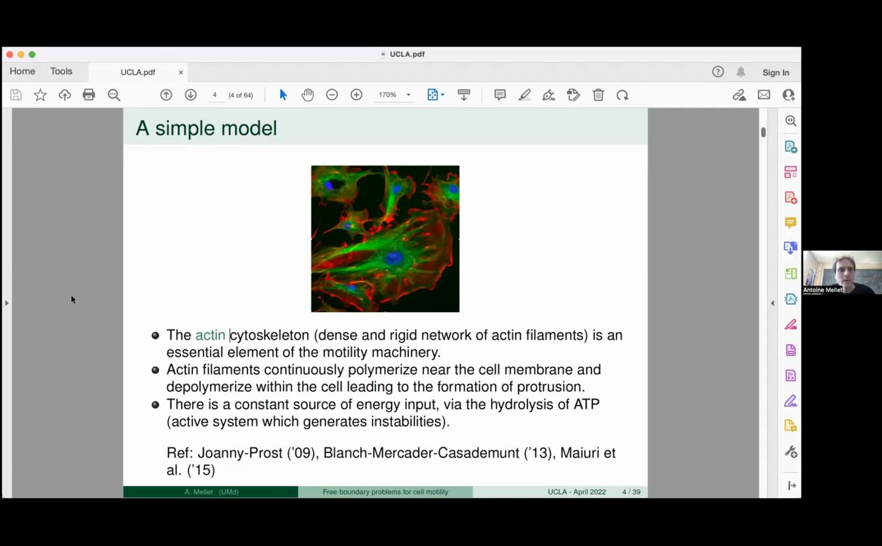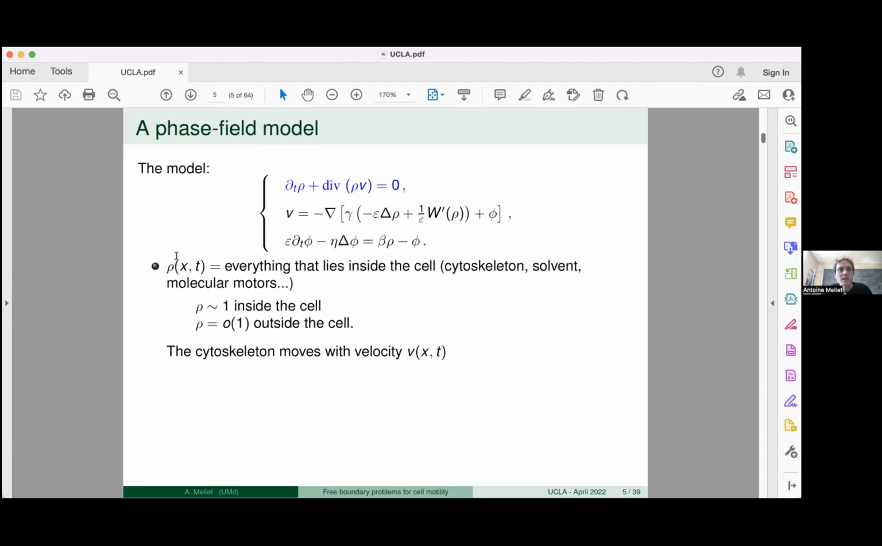Now, what we start with is a very simple model. I mean, variants of this model have been proposed in different papers, but what we look at is this simple model here. So first we have a density rho, which will describe kind of everything that's going on inside the cell. So the actin cytoskeleton, but also all of the other things that are inside the cell, with the idea that rho should be more or less 1 inside the cell and very small outside the cell. And so rho tells you where the cell is. And the cell is moving with a certain velocity v. So you have this continuity equation here.